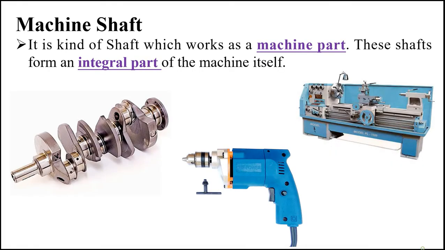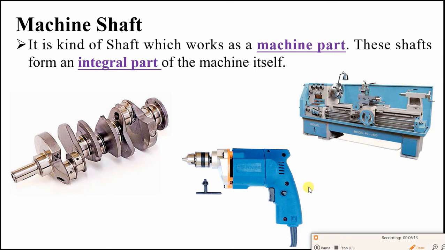The next type of shaft is a machine shaft. A machine shaft is a machine part. You can see the definition: it is a kind of shaft which works as a machine part. This shaft forms an integral part of the machine itself.